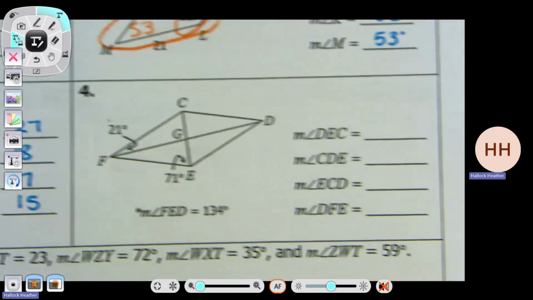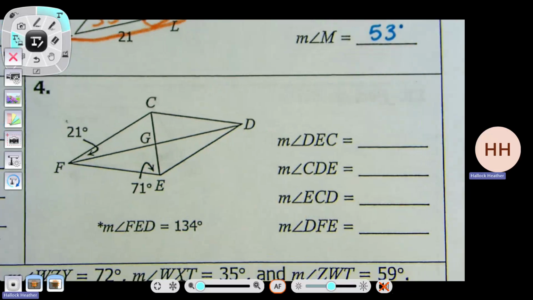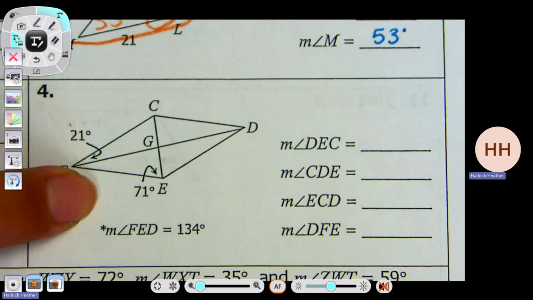This is not an angle bisector. So this is what everybody does. People want to move 21 to the other side of this, but you can't move 21 over there because it's not bisecting the angle. Okay.